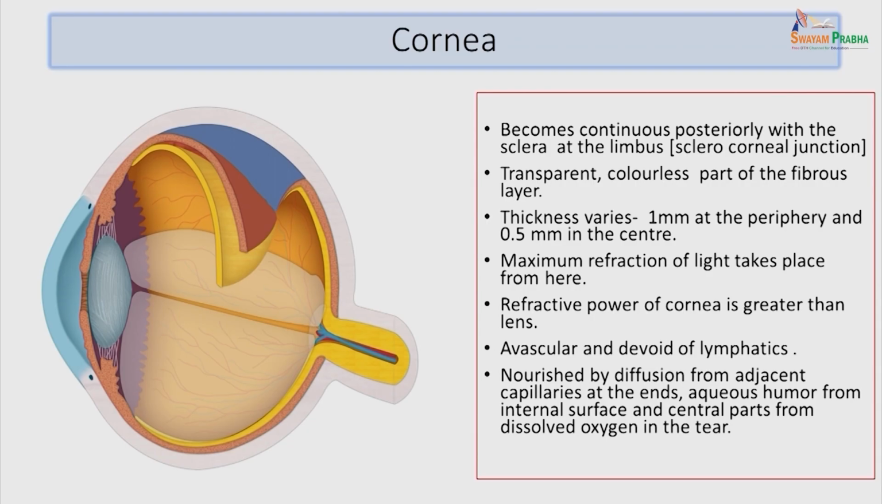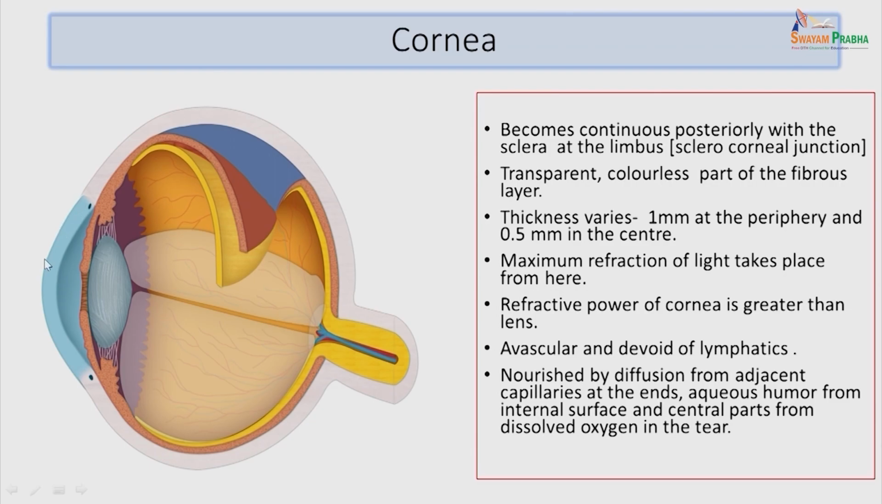The thickness of the cornea varies: 1 mm at the periphery and 0.5 mm in the center. Maximum refraction of light takes place here. Refractive power of the cornea is much greater than that of the lens. Cornea is avascular and is devoid of lymphatics. It is nourished by diffusion from adjacent capillaries at the ends, aqueous humor from the internal surface, and in the central parts from the dissolved oxygen in the tear.